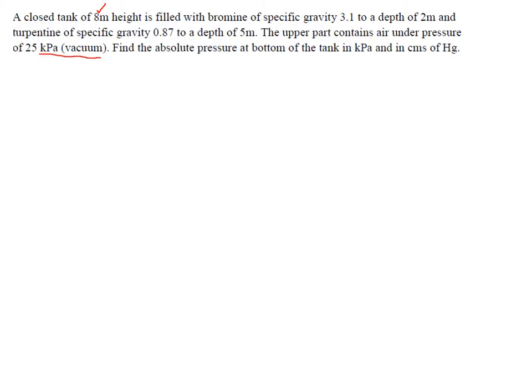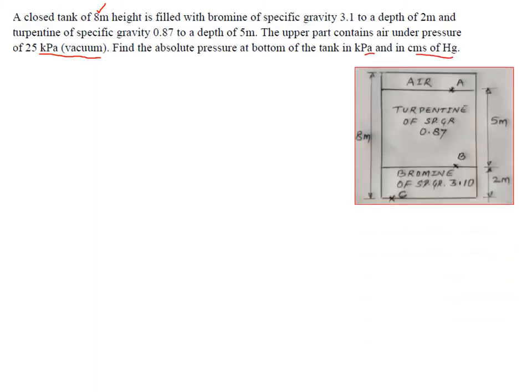So to find the absolute pressures at the bottom of the tank in kilopascal as well as in centimeters of mercury. Okay, so we have an 8 meter height tank. As I told you, there is bromine of specific gravity 3.1 for a height of 2 meters, and then we have turpentine for a height of 5 meters, for which the specific gravity is 0.87. So 5 plus 2 is 7.